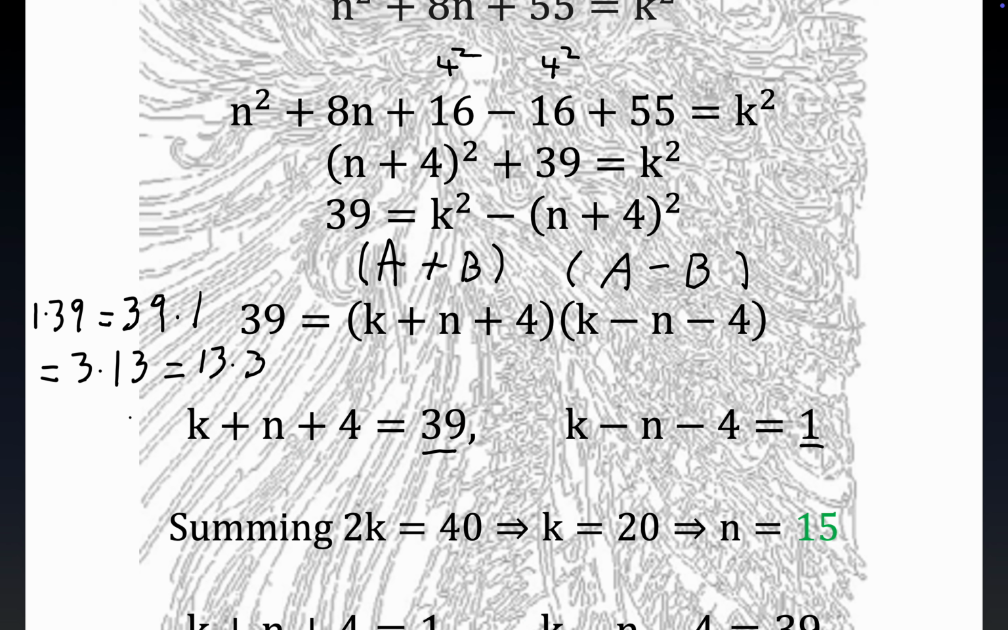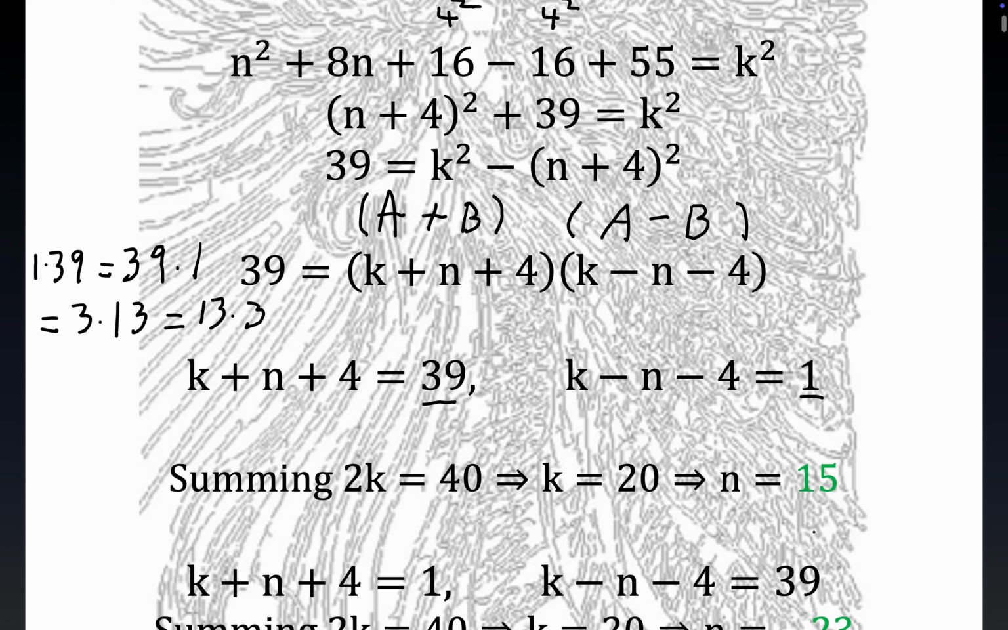Okay, 39 and 1. Now, if you sum up these 2 equations, the n plus 4 cancels with the n minus 4. 39 plus 1 is 40. You get k is equal to 20. And you can verify that n equals 15 is a solution. I won't go through the arithmetic with you, but n equals 15 is a solution.